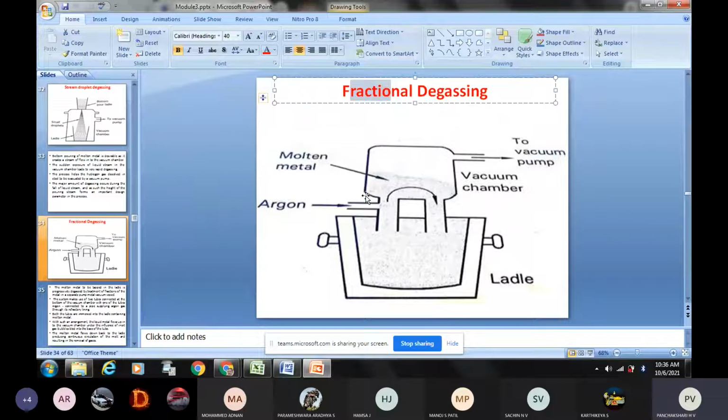Any question, any doubts, you can ask on the degasification process.